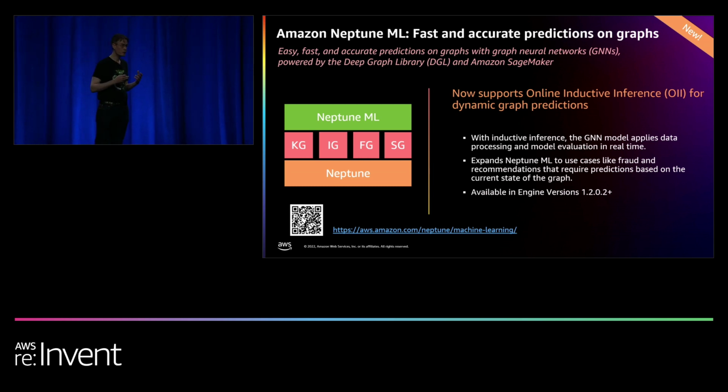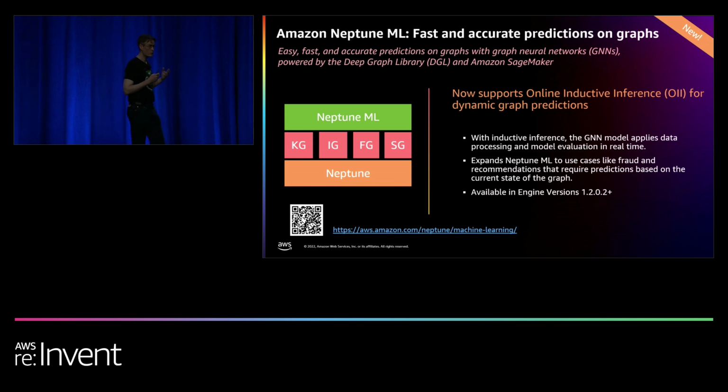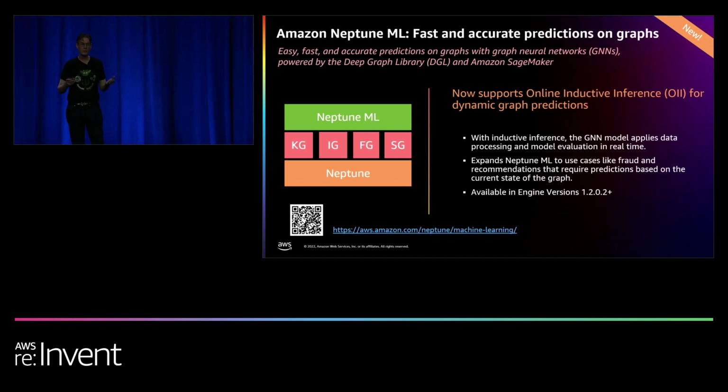So if you imagine you have a graph and you want to use a security application or you want to approve a financial transaction, these kinds of predictions and using the latest state of the graph are very important.